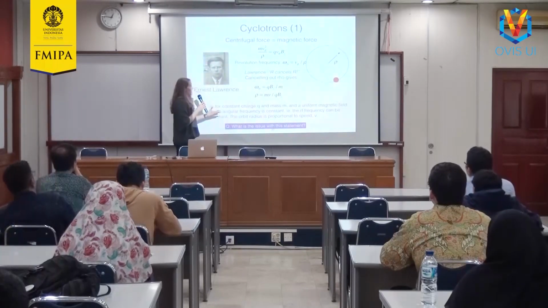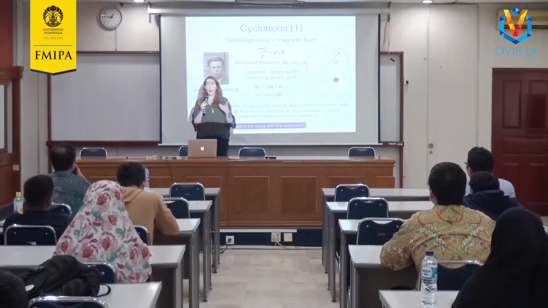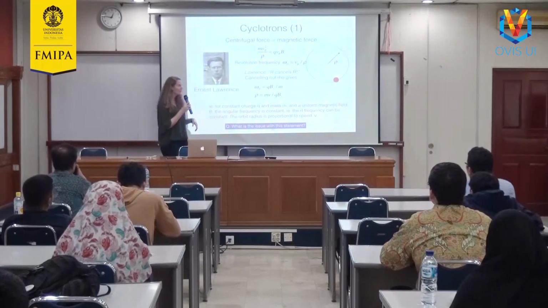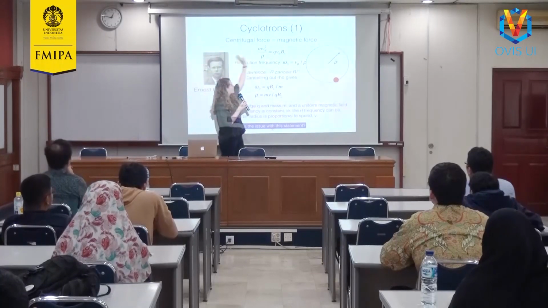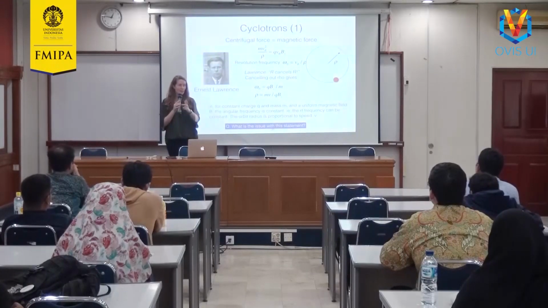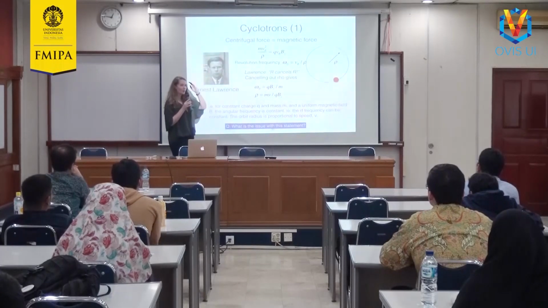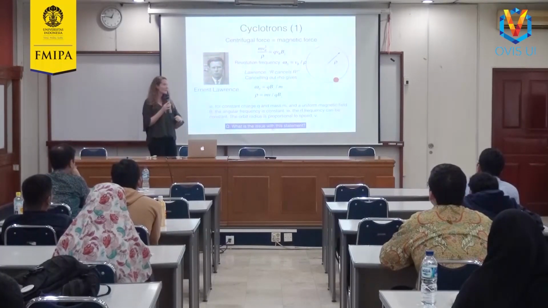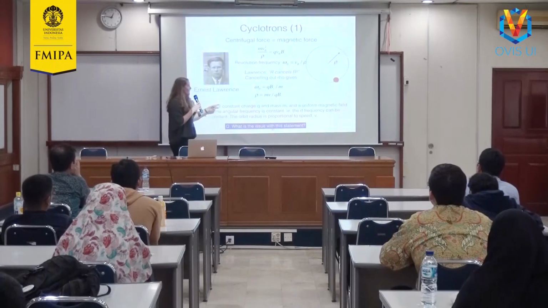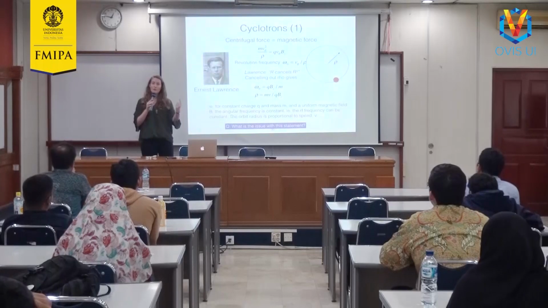And he realized that he could write down the centrifugal force, so mv squared over r, or I've got a rho in this case, the bending radius, and he could equate that to the Lorentz force, so the force the particle experiences in a magnetic field. And he realized that if you do that, you can cancel out the radius factor, and what it will leave is that the frequency of the circulation of the particles in a constant magnetic field would be constant.